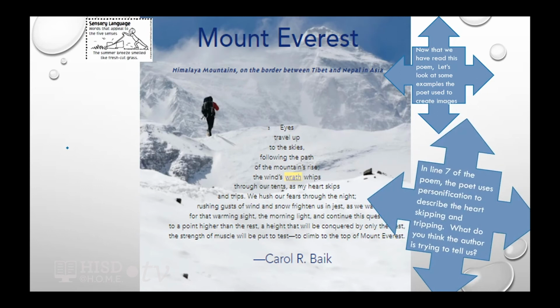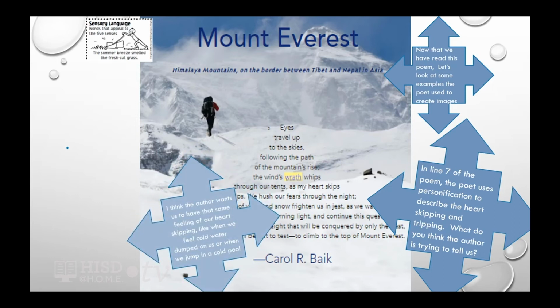Well, let's look at line 7 of the poem. The poet uses personification to describe the heart skipping and tripping. What do you think the author is trying to tell us? Yeah, I think the author wants us to have that same feeling of our heart skipping. Like when we feel cold water dumped on us, or when we jump in the cold pool. Ooh, very tense.